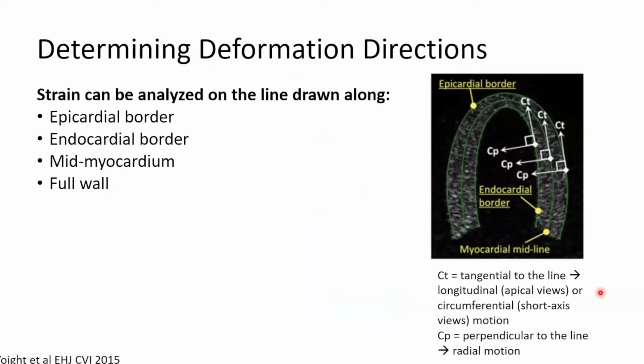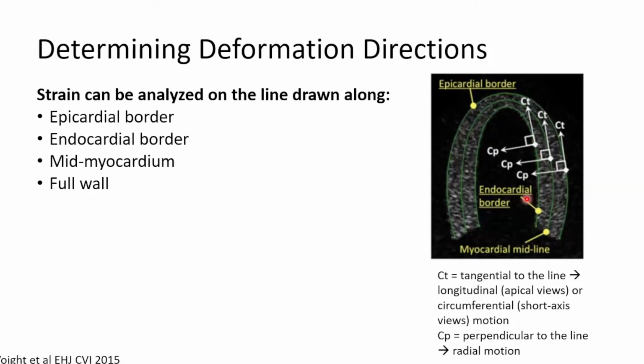Coming back a little more practically to what we're doing, when we analyze strain, we draw these lines across the myocardium, and the tissue tracking occurs along these lines. How does it determine whether it's a circumferential, longitudinal, or radial strain? It's basically whether that motion is tangential to the line you've determined. For example, here, this is the LV myocardium in an apical 4-chamber view. You can draw your line either at the endocardial border, at the mid-myocardium, or at the epicardium. Any motion that's tangential to that line you've drawn is considered longitudinal in apical views.